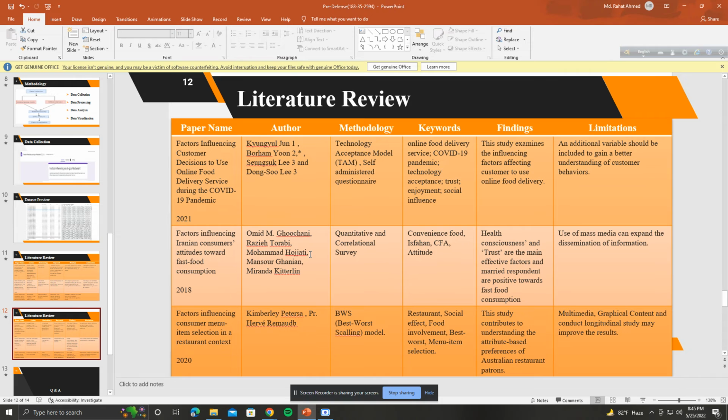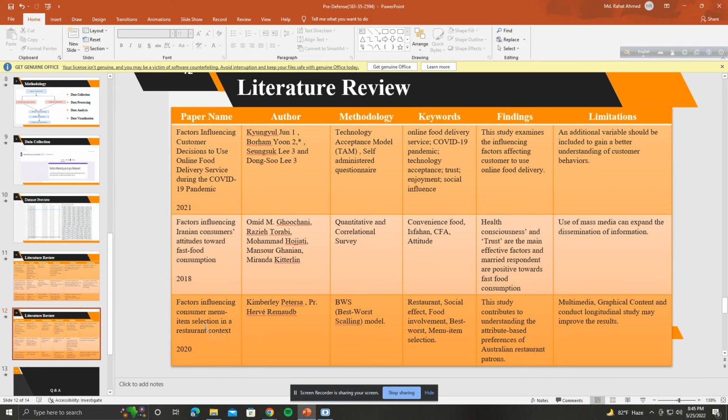My fifth paper is Factors Influencing Iranian Consumers' Attitude Towards Fast Food Consumption. It is also a work from 2018. The method of this paper is quantitative and correlational survey. Findings of this paper are that health consciousness and trust are the main effective factors and married respondents are positive towards fast food consumption. Limitation is that use of mass media can expand the dissemination of information.